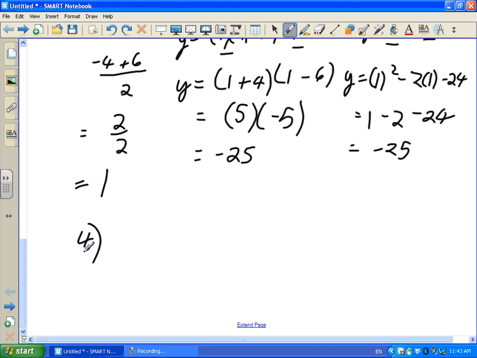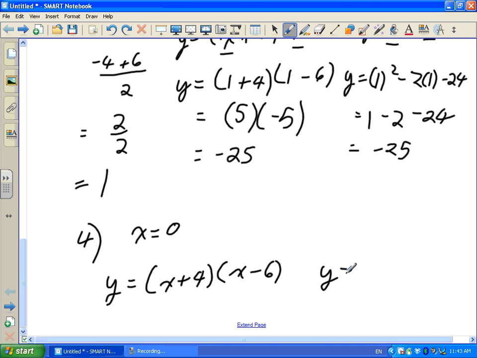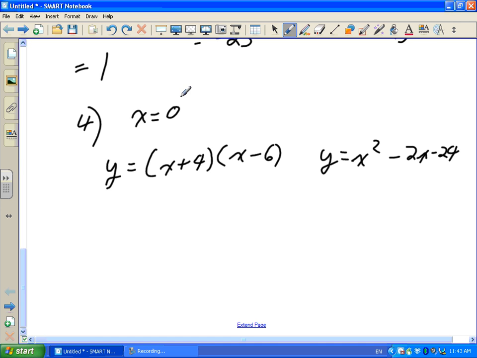Question 4. Find the y-intercept. What do I set equal to 0 to find the y-intercept? Set x equal to 0. I set x equal to 0, and I use either of the equations we had above. We'll do them again. We'll do the factored form one, which we had, and we also had standard form. You could have used either of these to solve this. Okay? x equal to 0, no problem.